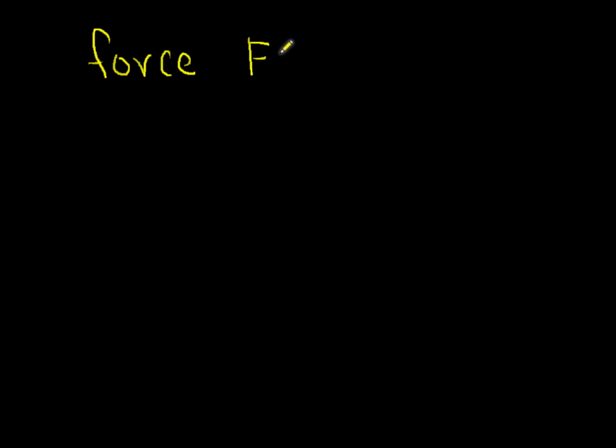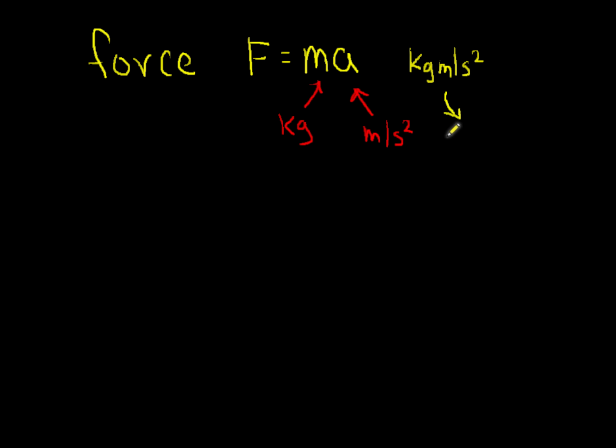Force, F, is given by the formula F equals ma. Mass has a base unit, which is kilograms, and acceleration, we've learned, has a derived unit, meters per second squared. Combining these two units, as it looks in the formula, force looks like it should have the unit kilogram meter per second squared. In fact, this is the official derived unit for force.